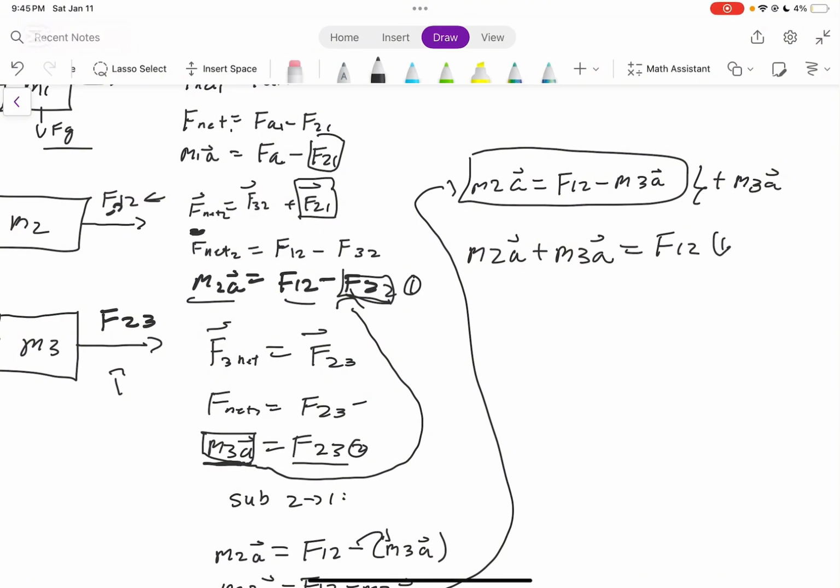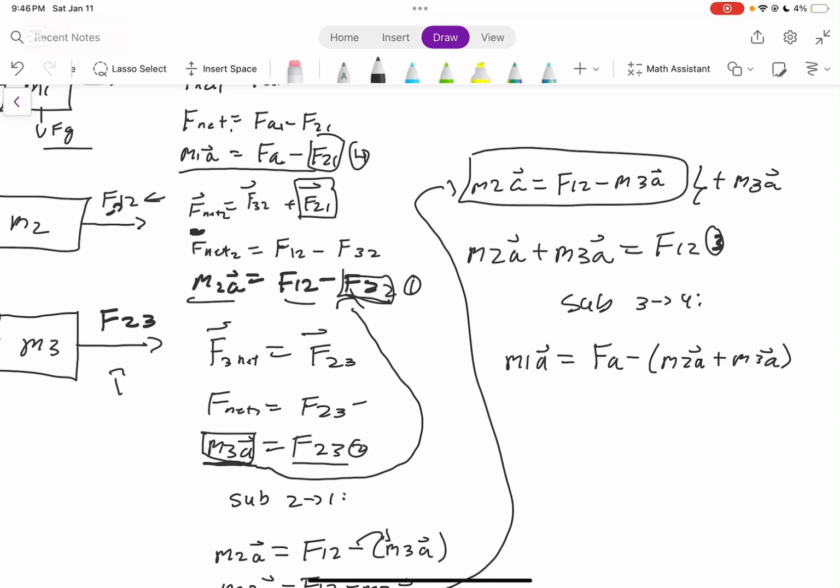Now we can label this as equation 3. Label this as equation 4. Sub 3 into 4. So now we can continue. So we can go M1A, so we just rewrite this equation that we have here. So M1A is equal to the force applied minus, then put our brackets, M2A plus M3A.